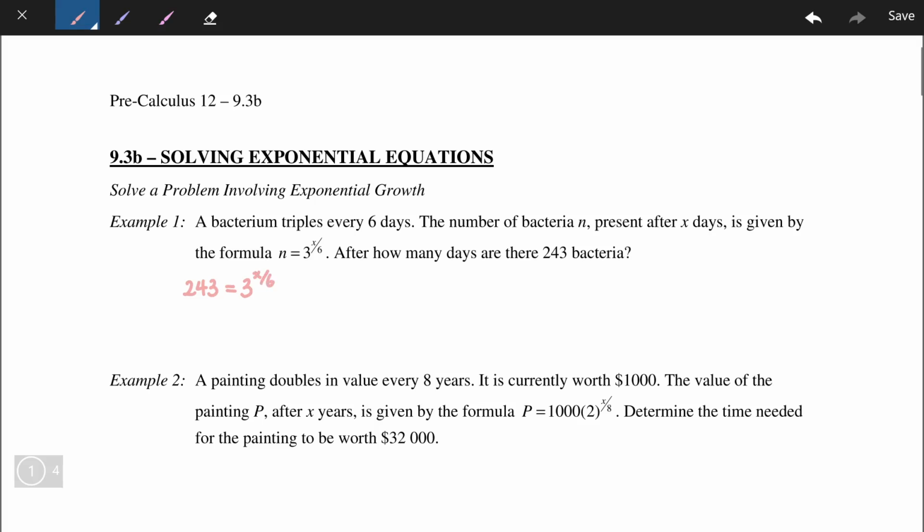So what we can do is to rewrite both sides so that they both have the base of 3. 243 is 3 to the 5th power. So 3 to the 5th power is going to be equal to 3 to the x over 6 power. In other words, 5 is equal to x over 6. So therefore, x is equal to 30 days.